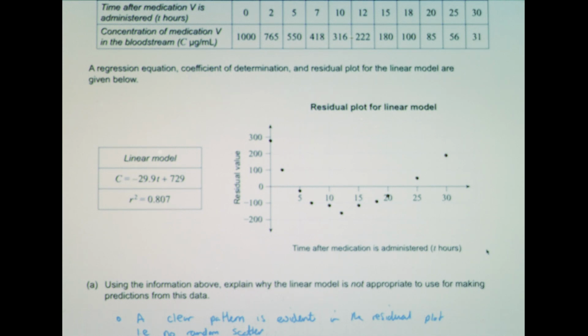Does anybody want to ask anything about that? Yes? Maybe something to do with the R squared. Well, in this case, the R squared value at 0.8 is considered to be okay for making predictions. So we wouldn't really accept anything to do with the R squared value. I think the R squared in the subject outline says that as long as it's above 0.7, then it's okay for making predictions. Okay?